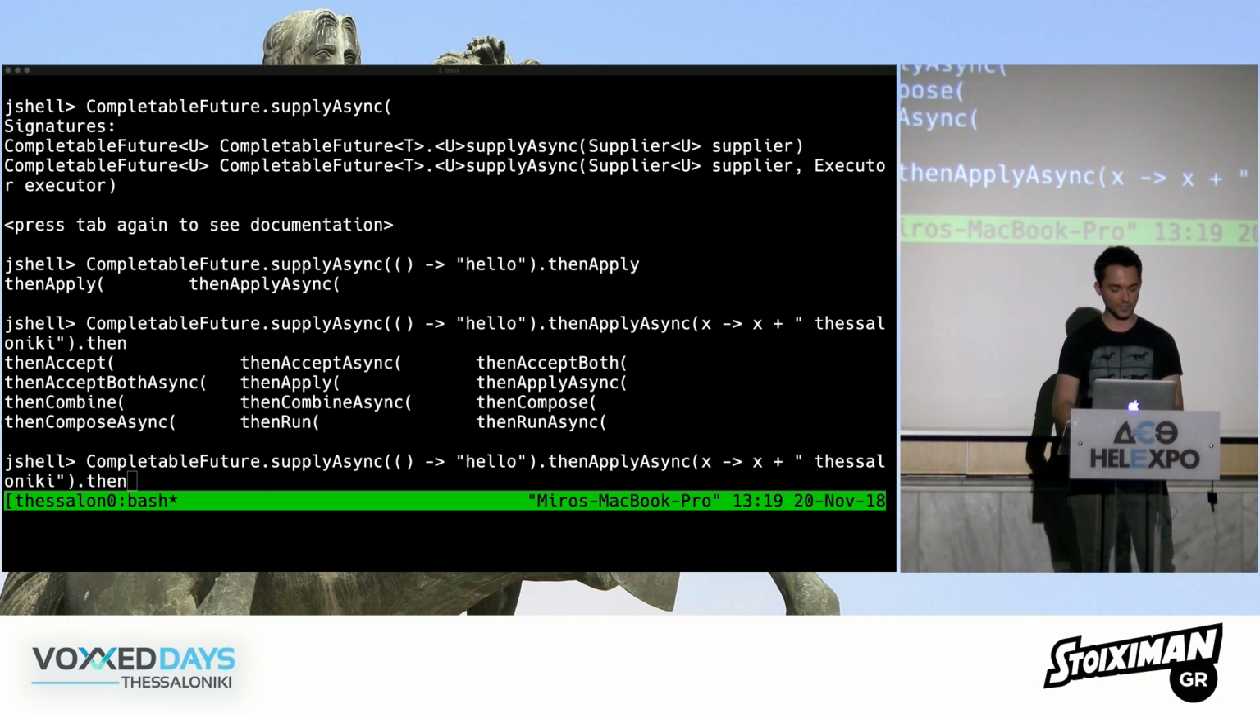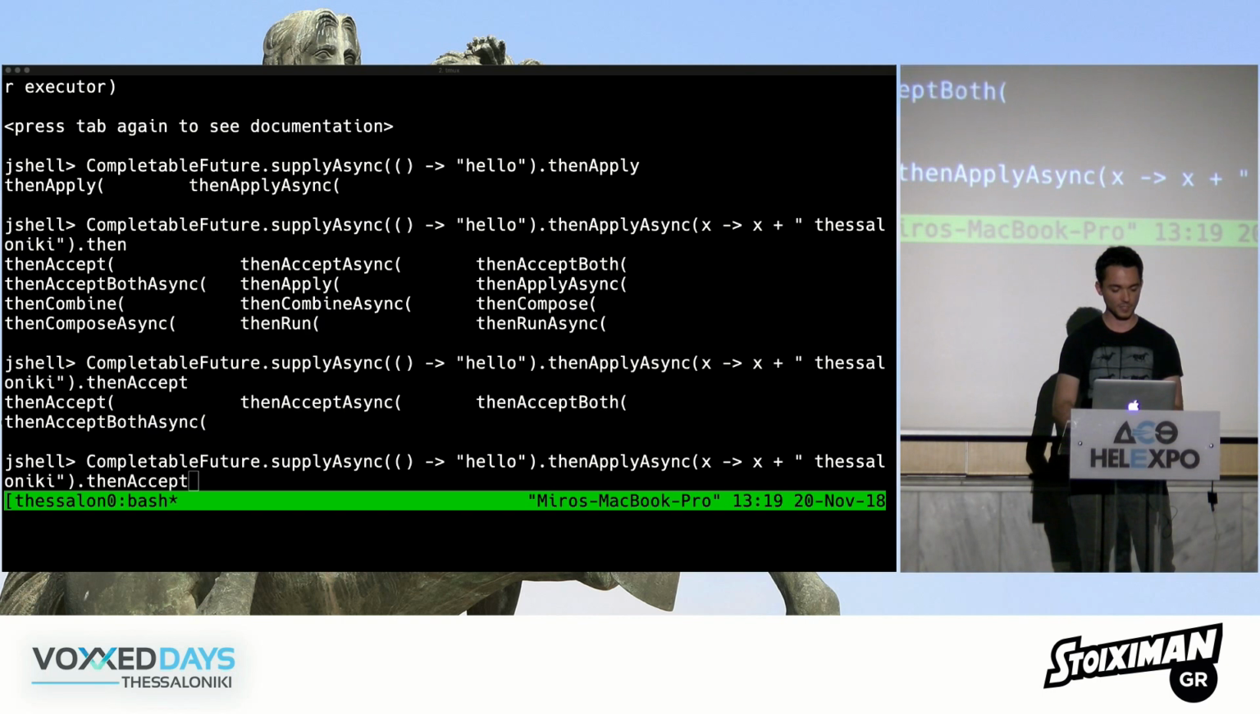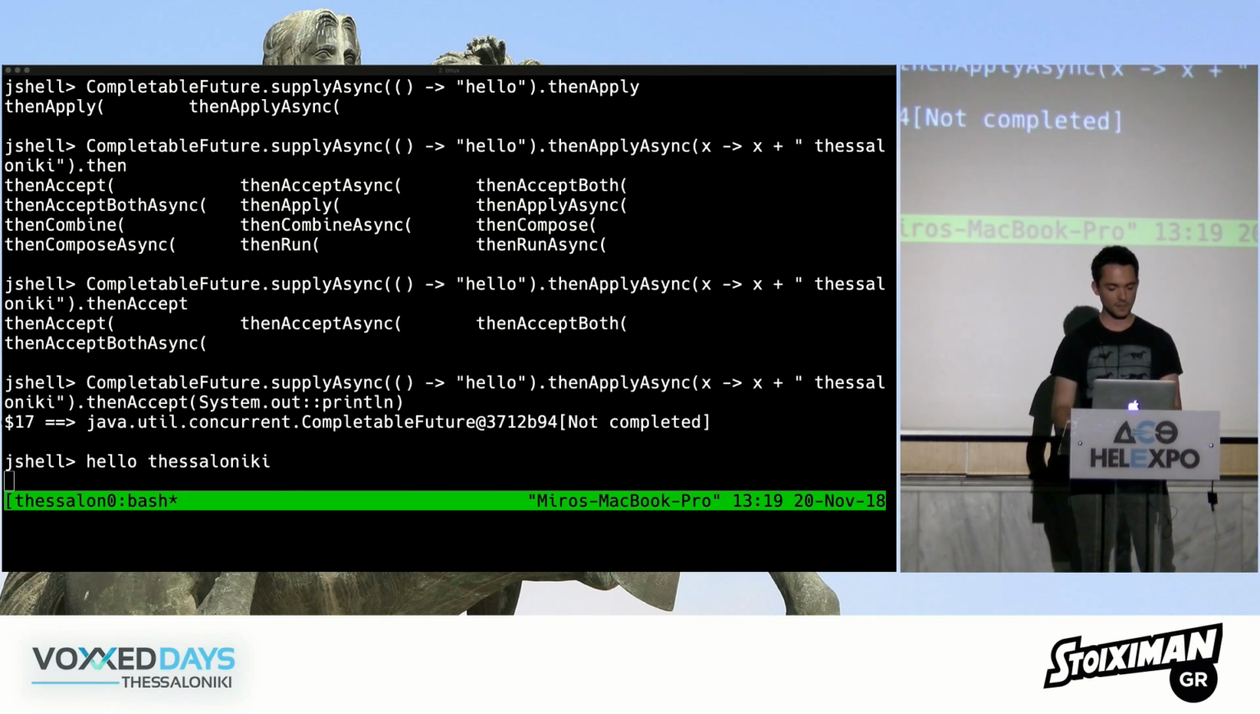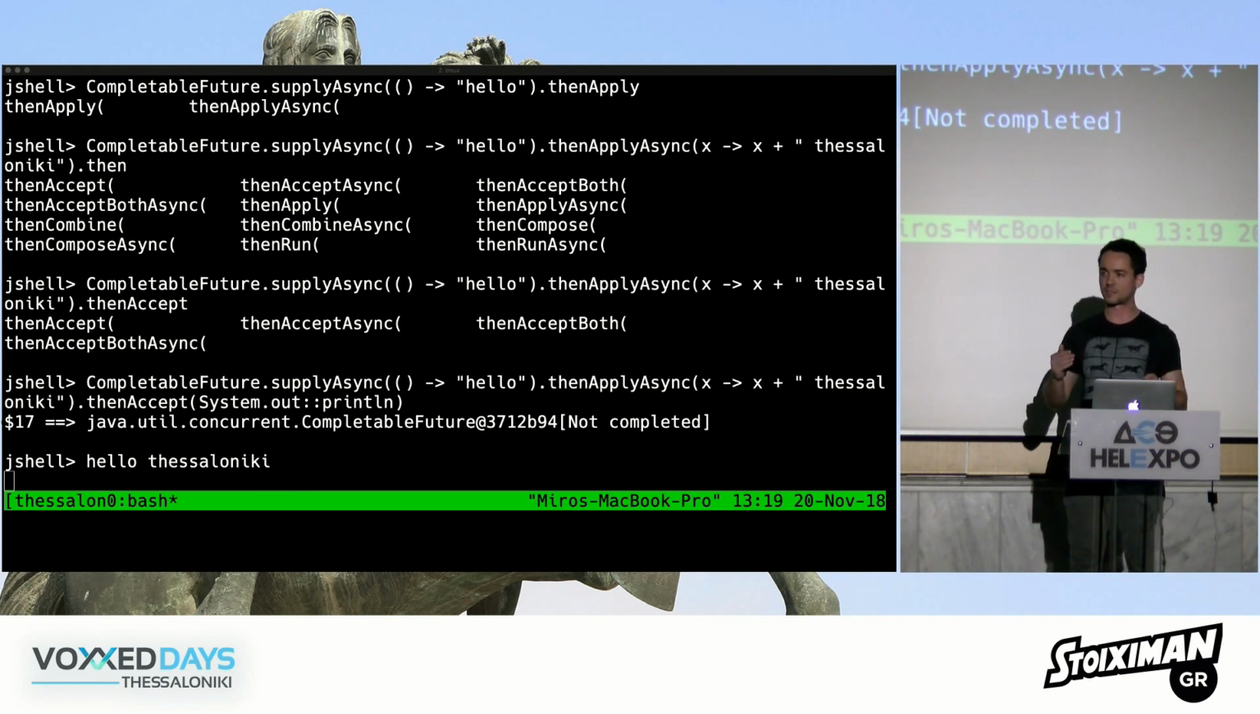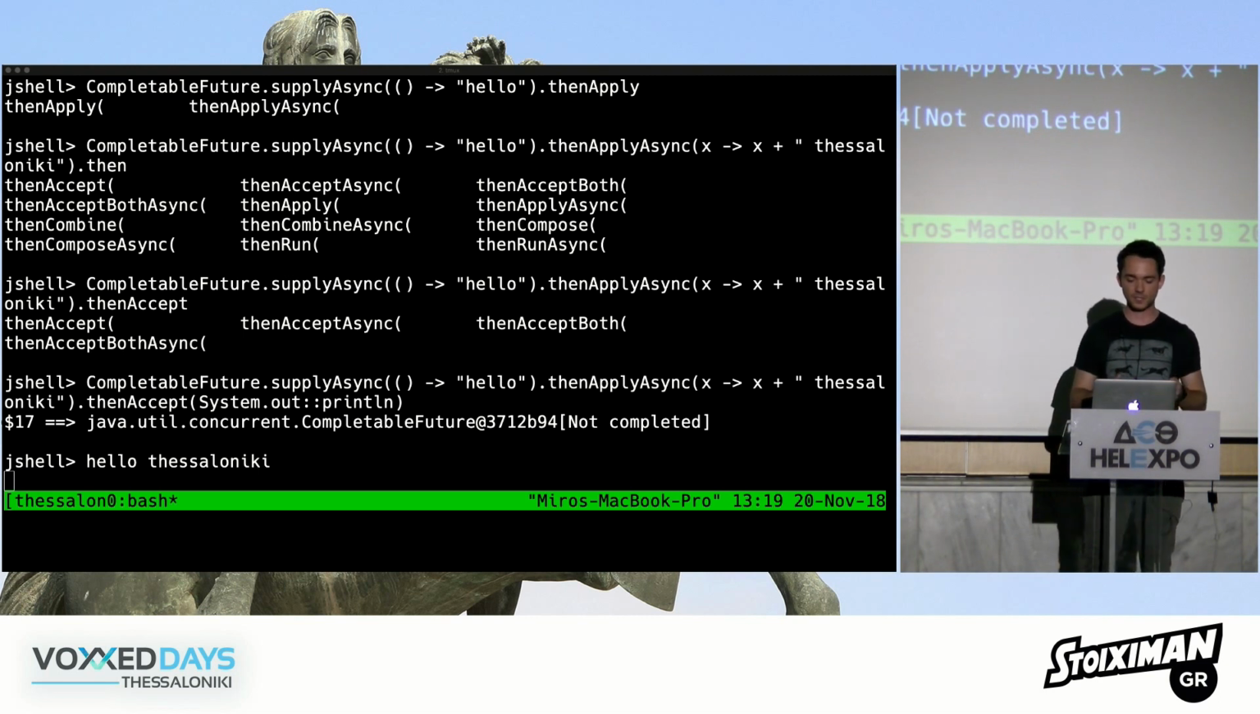And then I can keep going. I can call another method after this, maybe then accept, which requires a consumer. So I can just say print out the result. And you can see that it prints Untitled Thessaloniki. So this is sort of a very simple pipeline. I'm just creating the basic dependency. I'm creating a setup where one task runs after another task, right?